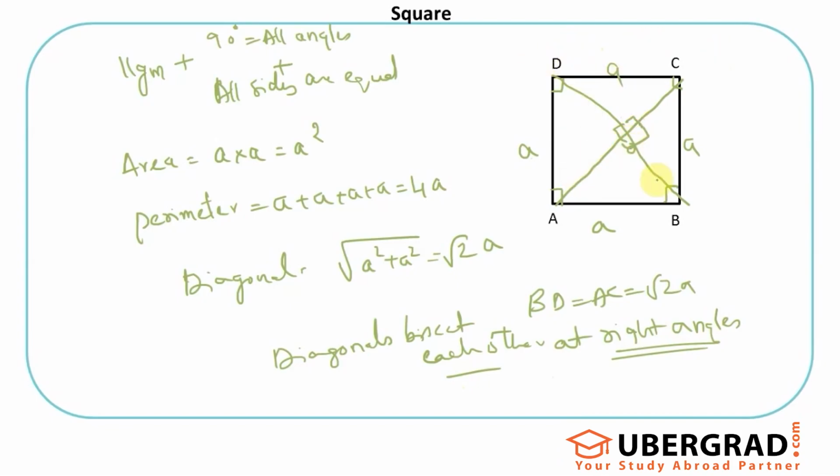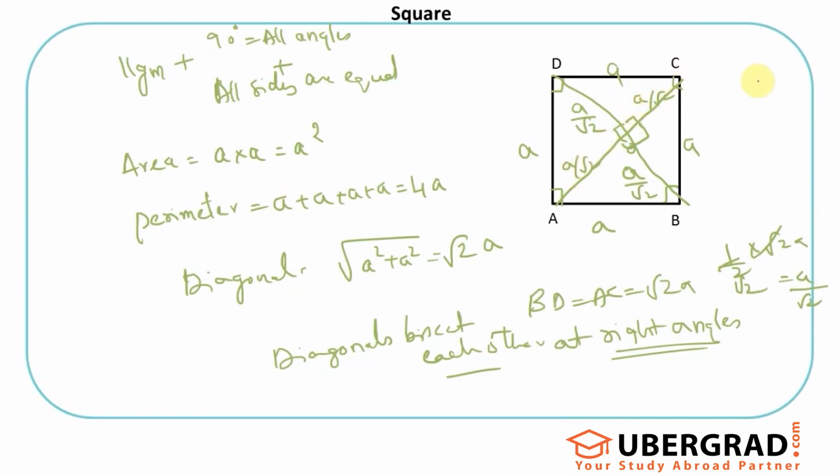So if the entire diagonal is root 2A, what is half of root 2A? A by root 2. So this is A by root 2, DO. OB is also A by root 2. AO is also A by root 2. And OC is also A by root 2.